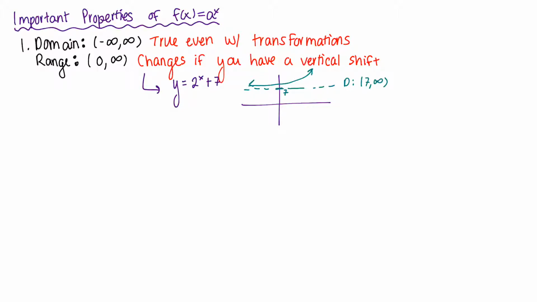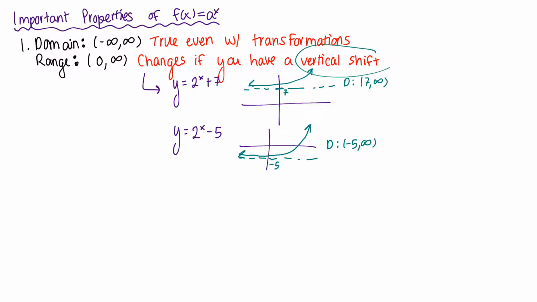If you had y equals 2 to the x minus 5, like I did on the previous page, here at -5 you would have your horizontal asymptote, and your domain would be -5 to infinity. So the range could change, but the domain is -infinity to infinity. It's true even with transformations. So we talked about what happens if there's a vertical shift and you're trying to find the range.